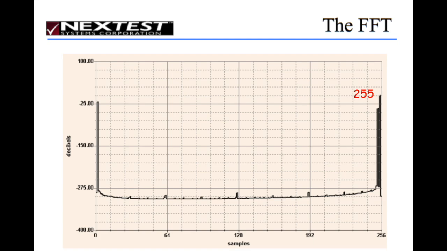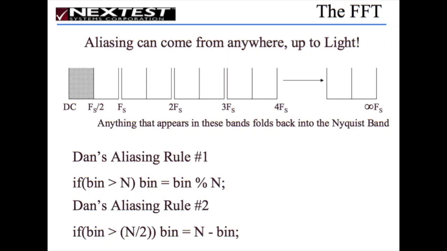What's that thing next to it? Well, that's not the second harmonic, and that's not the third harmonic. I guarantee you that is the alias of the third harmonic. But wait a minute. What's 255 times 2? 255 times 2 is 510. 510 is not greater than 255, so rule 1 doesn't apply, but it's greater than N over 2. 510 is not greater than 512, but it is greater than 255.